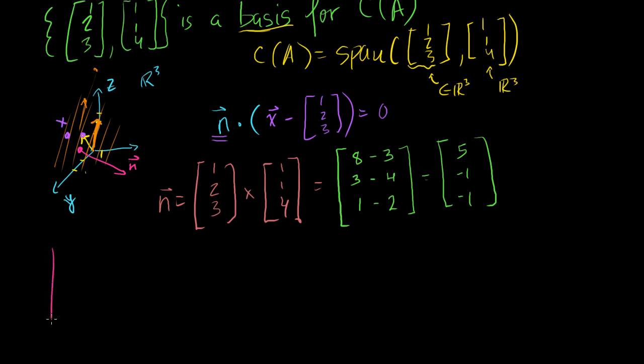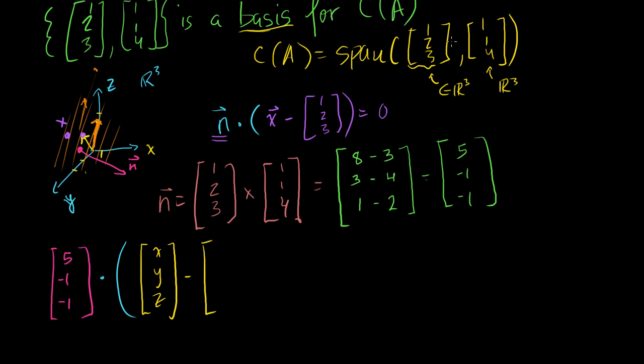So we now know that our normal vector, 5, minus 1, minus 1, that I got just by taking the cross product of our basis vectors, dot any vector in our plane. So let me just write any vector x, y, z, since that's how I defined my axes up here. x, y, z minus, I just picked one of these, I could have picked either of them, minus 1, 2, 3 has got to be equal to 0.